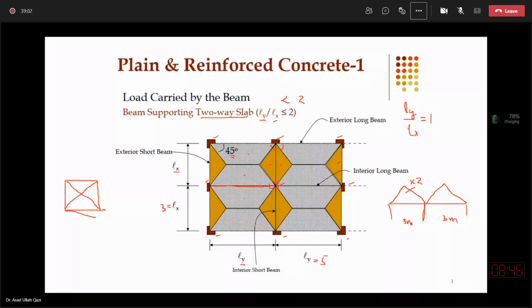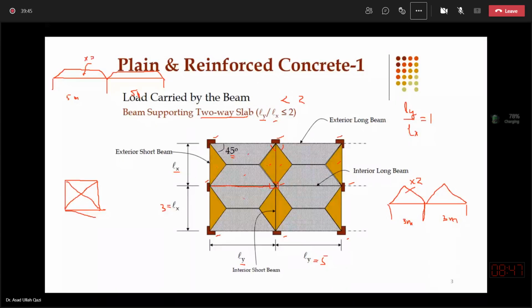And if I'm sketching a long span beam, an interior long span beam, I can sketch it like this: there are two interior long span beams, each of span 5 meter, and they are subjected to two trapezoids. So it means into 2 because they are interior. If it will be exterior, then it will be 1.